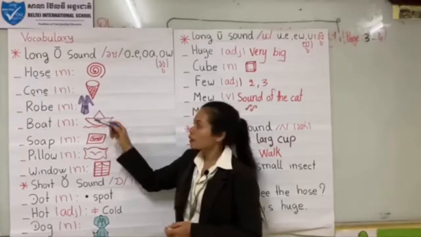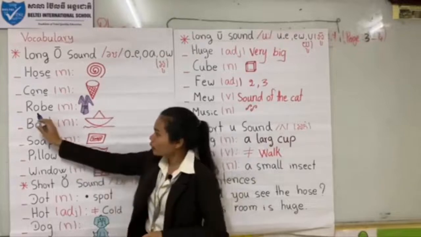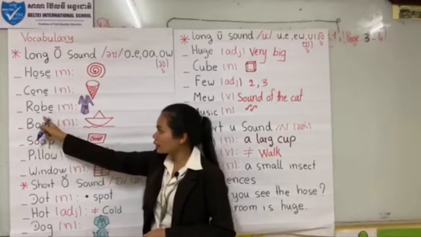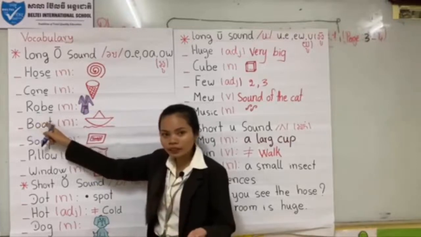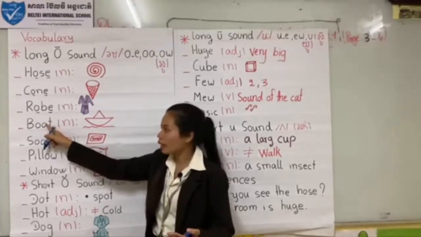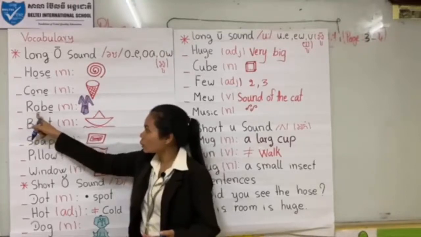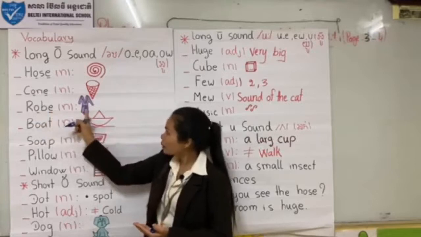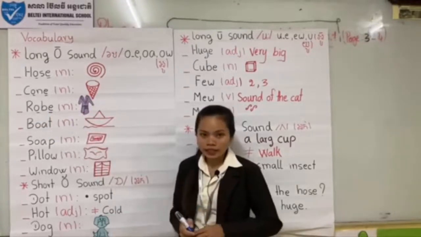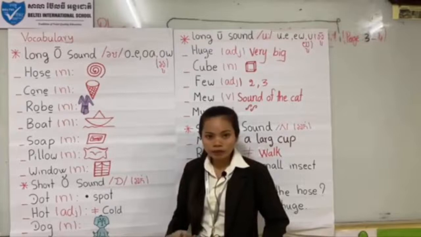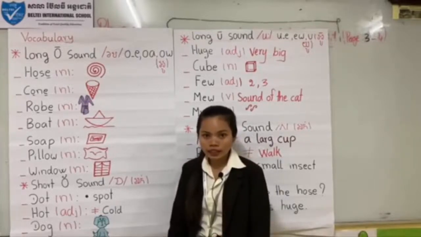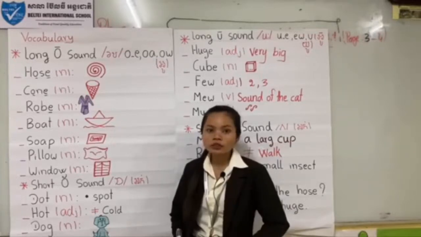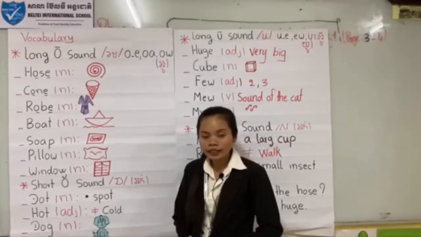Okay, good. Here, also O silent E. Remember what sound? O. Okay. Robe. Robe is a kind of dress, your clothes, but it's mixed together. We call it robe. Like when you go to sleep, you go to bed, you usually wear a robe, right?